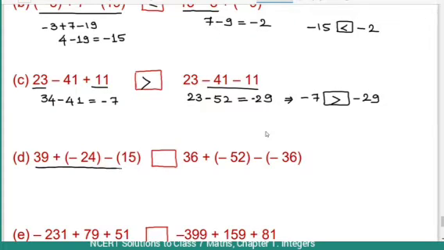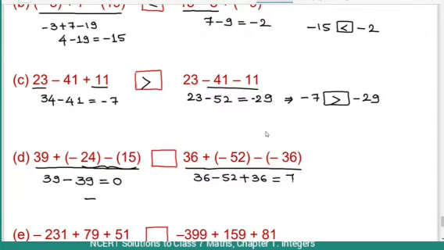D, 39 plus of minus 24 and minus 15. So it becomes 39 minus 39, that is equal to 0. And at the right hand side, 36 minus 52, minus into minus becomes plus 36, which is equal to 72 minus 52, which is equal to 20. Here 0 is less than 20. So in the box we will be getting lesser symbol.